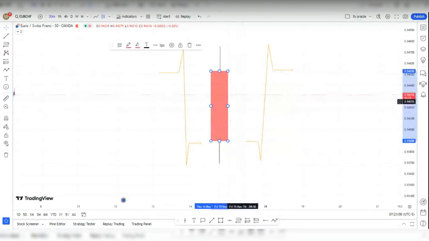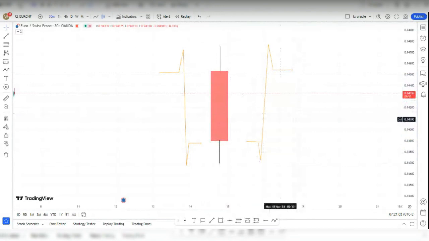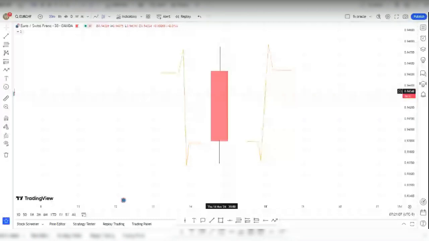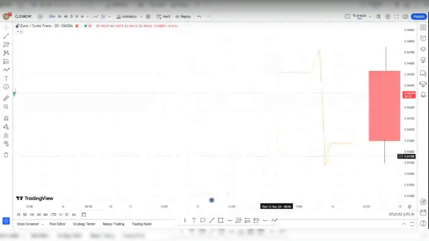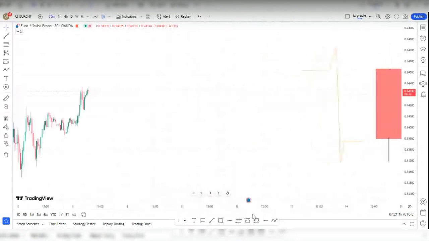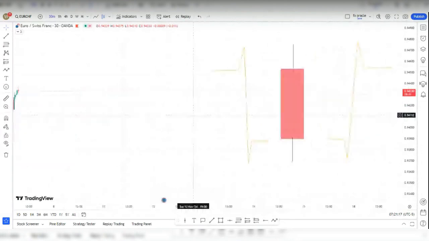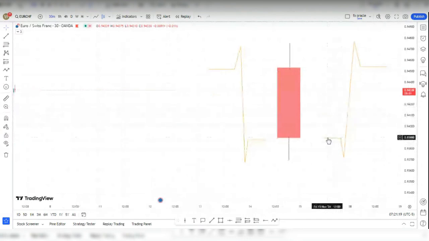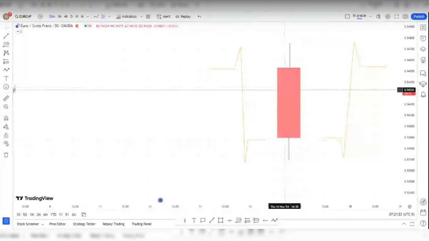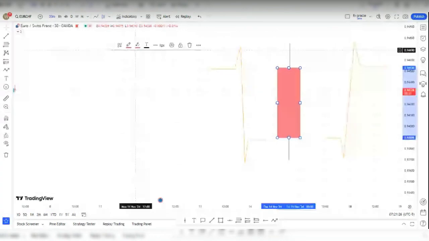Now I don't know whether any of you have heard of the power of three. Power of three is the opening, the low, the high, and the close. This is what we call power of three. Power of three is when you have a candle open here and pull back down. For example, let's say this is a bullish candle. Let me change the color. Let's make it green.